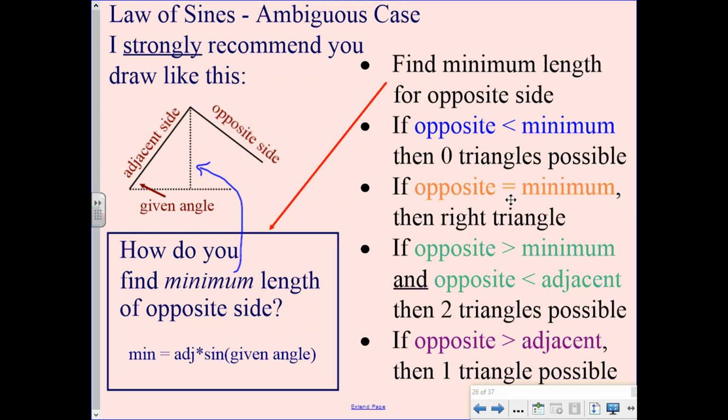Greetings once again. The previous video I put up talked about the ambiguous case when we have the two sides in the non-included angle. I finished that video with this screen right here, talking about the different possibilities. Sometimes we may not have a triangle possible, depending on the length of the opposite side. Sometimes we might have just one triangle possible if the opposite side is larger than the adjacent side. And sometimes there's two triangles possible if the opposite side is less than the adjacent but longer than the minimum.